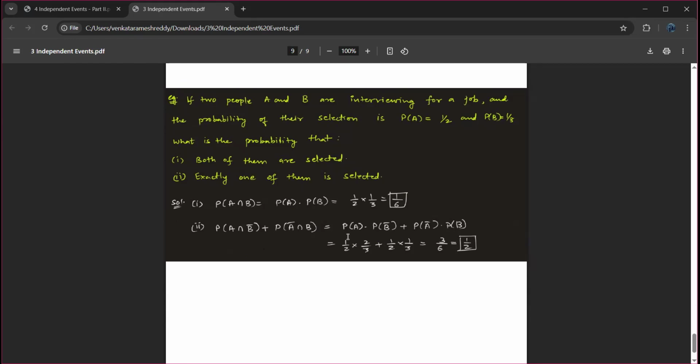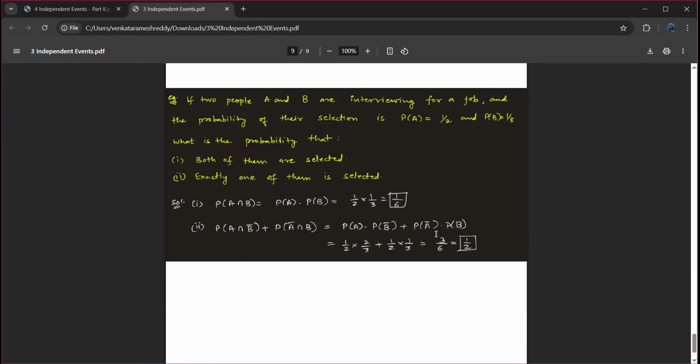What is the value of P of A? P of A is 1 by 2. What is the value of P of B bar? It means 1 minus P of B, that is 1 minus 1 by 3, which is 2 by 3. Plus, what is the value of P of A bar? 1 minus P of A, that is 1 minus 1 by 2, which is 1 by 2, into P of B, which is 1 by 3. That equals 2 by 6 plus 1 by 6, which equals 3 by 6, which equals 1 by 2. So this is the probability that exactly one of them is selected for the interview.